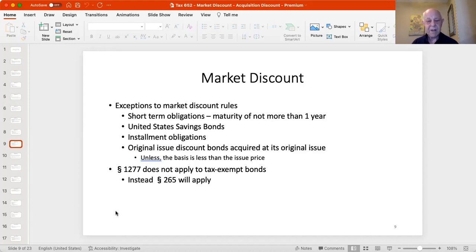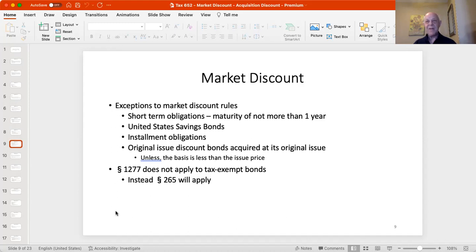United States savings bonds, installment obligations, an original issue discount bond acquired at its original issue, unless the basis is less than the issue price. I would just forget about the last bullet. That's just going to be very rare that's going to apply.